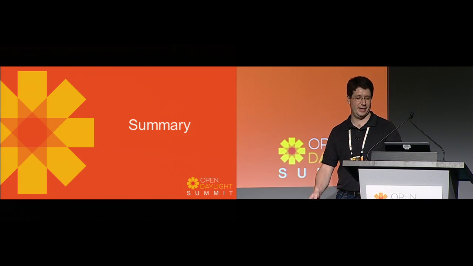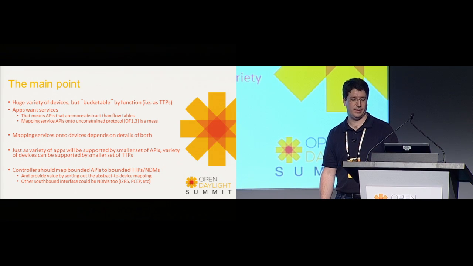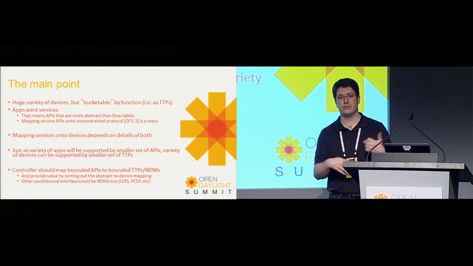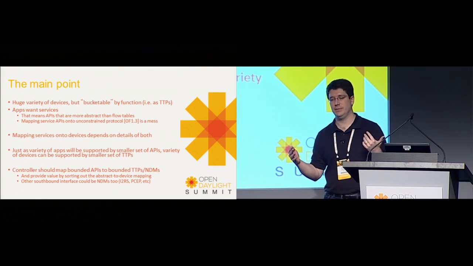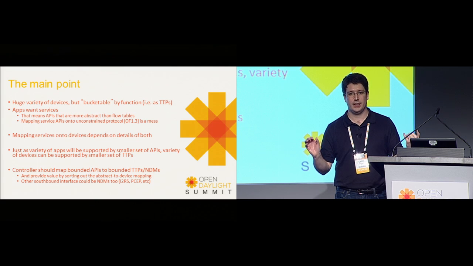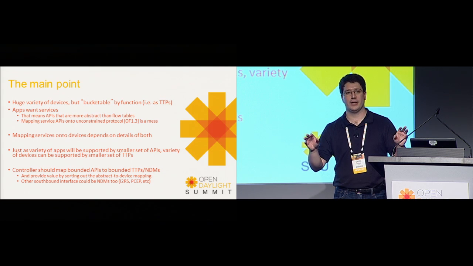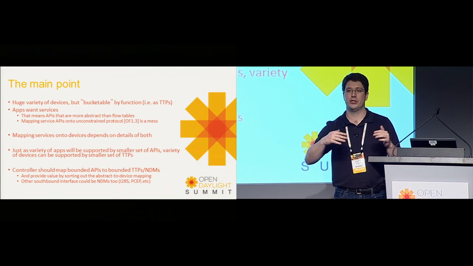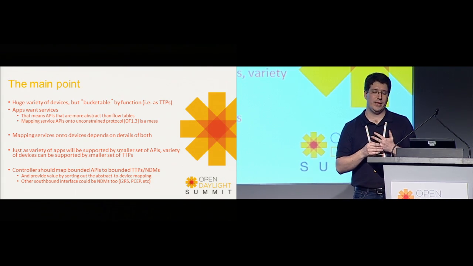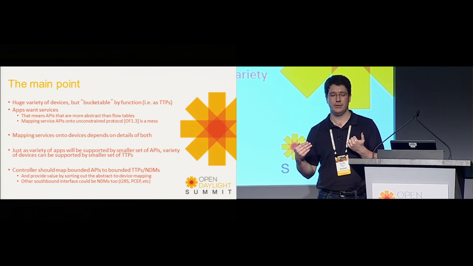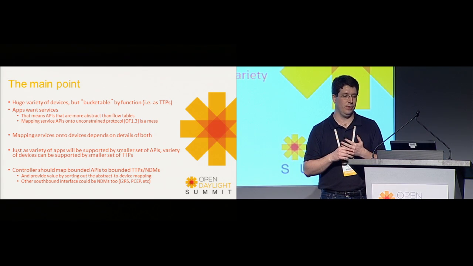So I'm going to walk quickly through the summary. The high point is that there's a huge variety of devices, but the assertion of TTPs in the forwarding abstractions working group is that these are bucketable by function. So there's some level of abstraction below OpenFlow 1.3 but above hardware, which is useful, and we can build TTPs to target that area. I have reasons to believe that's actually true, which I can go into afterwards if you want.